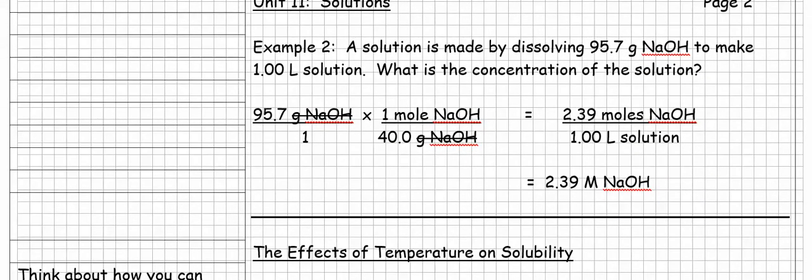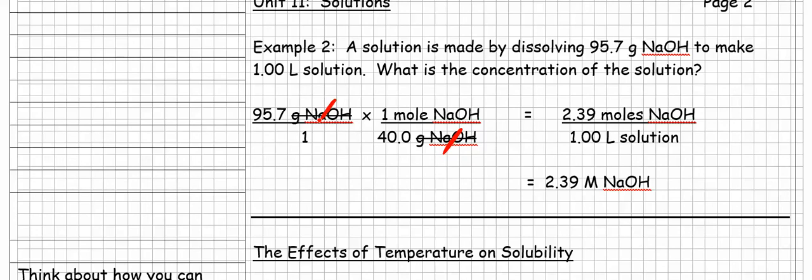Let's take a look at another example. It says a solution is made by dissolving 95.7 grams of sodium hydroxide. Now be careful, molarity is moles per liter, not grams per liter. We want to make a 1.00 liter solution. What is the concentration of the solution? All right, so here we go. We're going to have to convert the 95.7 grams to moles. So 95.7 grams, we're going to do some dimensional analysis here, right? I need grams on the bottom of sodium hydroxide because I've got grams on top. I need to cancel, and I'm left with moles of sodium hydroxide.